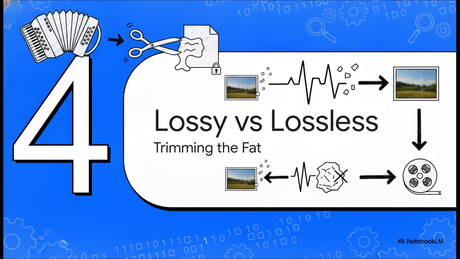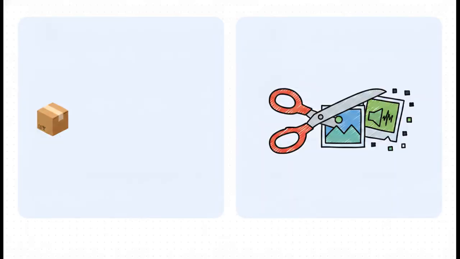Section 4. Lossy versus lossless methods. Trimming the fat. We know why we need to compress data to survive in the digital age, but how exactly do we collapse this accordion without completely ruining the file? Well, this brings us to the two main strategies we use. This perfectly illustrates the ultimate trade-off in data storage.